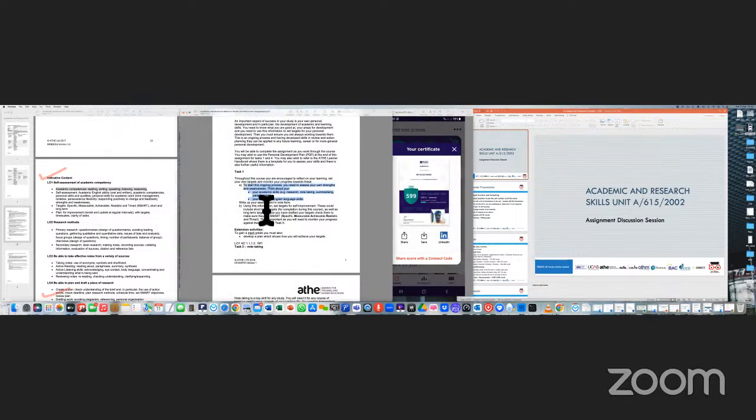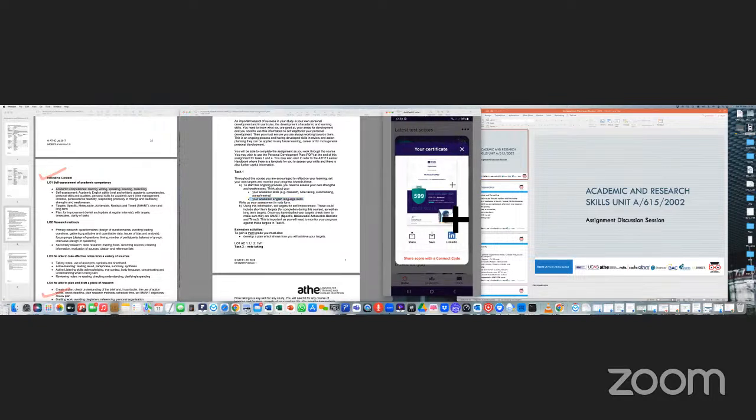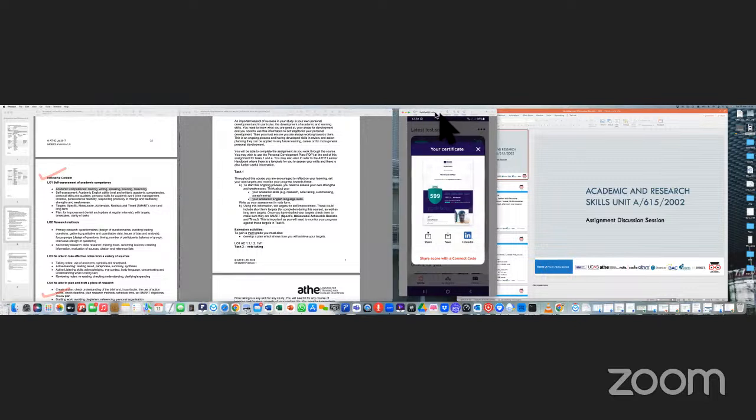So as you can see, what I've done is I've assessed my English language skills. And this English language skills, if I look at the second page of this screenshot, it'll tell me what my reading, writing, speaking, and listening level is in terms of proficiency.